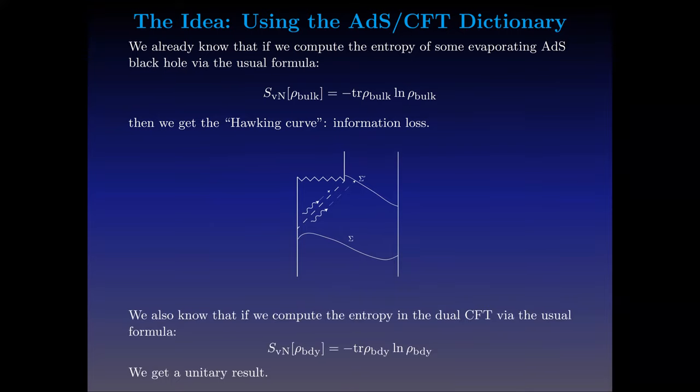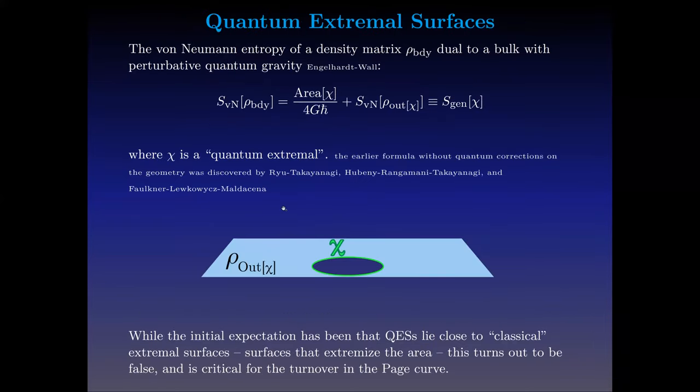Now, we also know that if we compute the entropy of the dual CFT by the usual formula, we're going to get a unitary result since the dual CFT evolves unitarily. Here, rho boundary is the state of the CFT. And so the basic idea behind these calculations was to say, well, we want to do a bulk calculation, but we want to be computing this quantity. So we would like to compute the von Neumann entropy of a boundary quantity using bulk language, which is where the holographic entanglement entropy prescription comes in, or so-called quantum extremal surfaces.